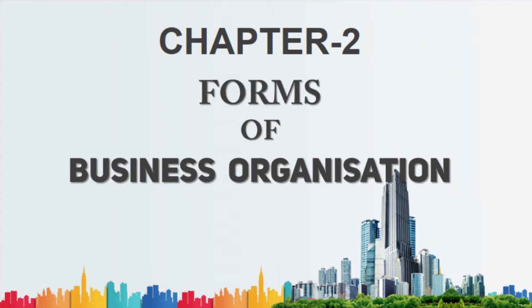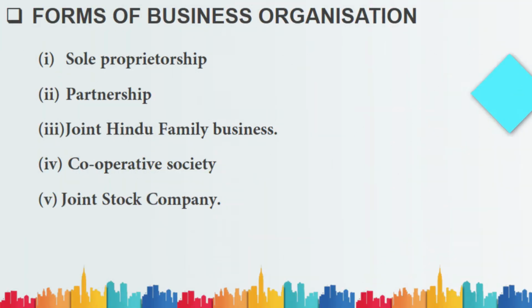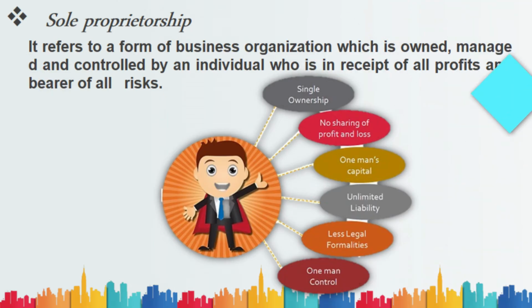When you start a business, there are 5 different ways or types of business organization which you can start. Those are sole proprietorship, partnership, joint Hindu family, cooperative society, and joint stock company. We'll discuss those one by one, starting with sole proprietorship.